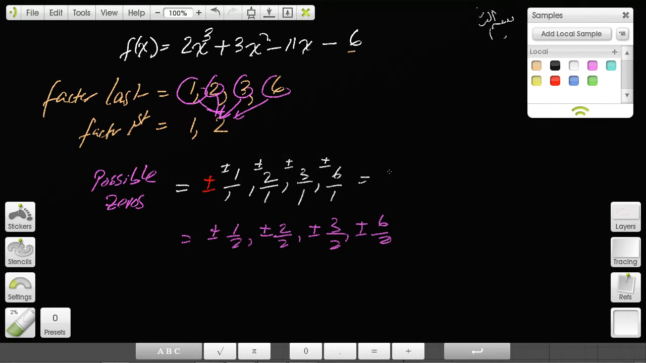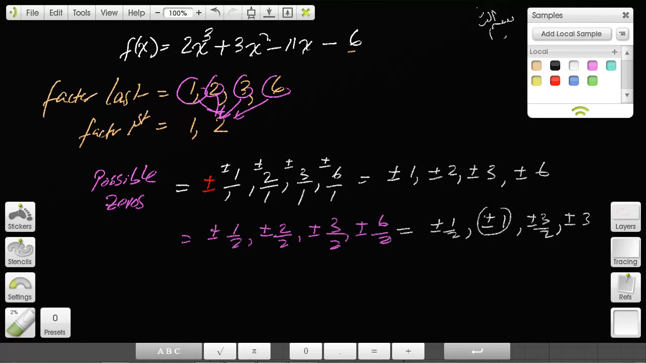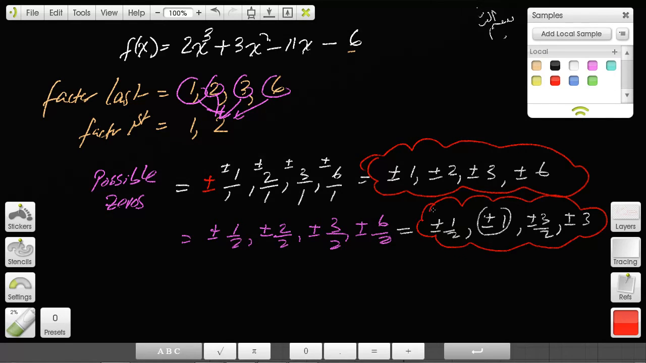And you can simplify this. It's going to be plus or minus 1, plus or minus 2, plus or minus 3, and plus or minus 6. And here you can simplify these as plus or minus a half, and plus or minus 2 over 2 is 1. We already got that, so you can erase that. But plus or minus 3 over 2 and plus or minus 3 are also redundant, okay? So these are all the potential zeros, and then you have to try one at a time.